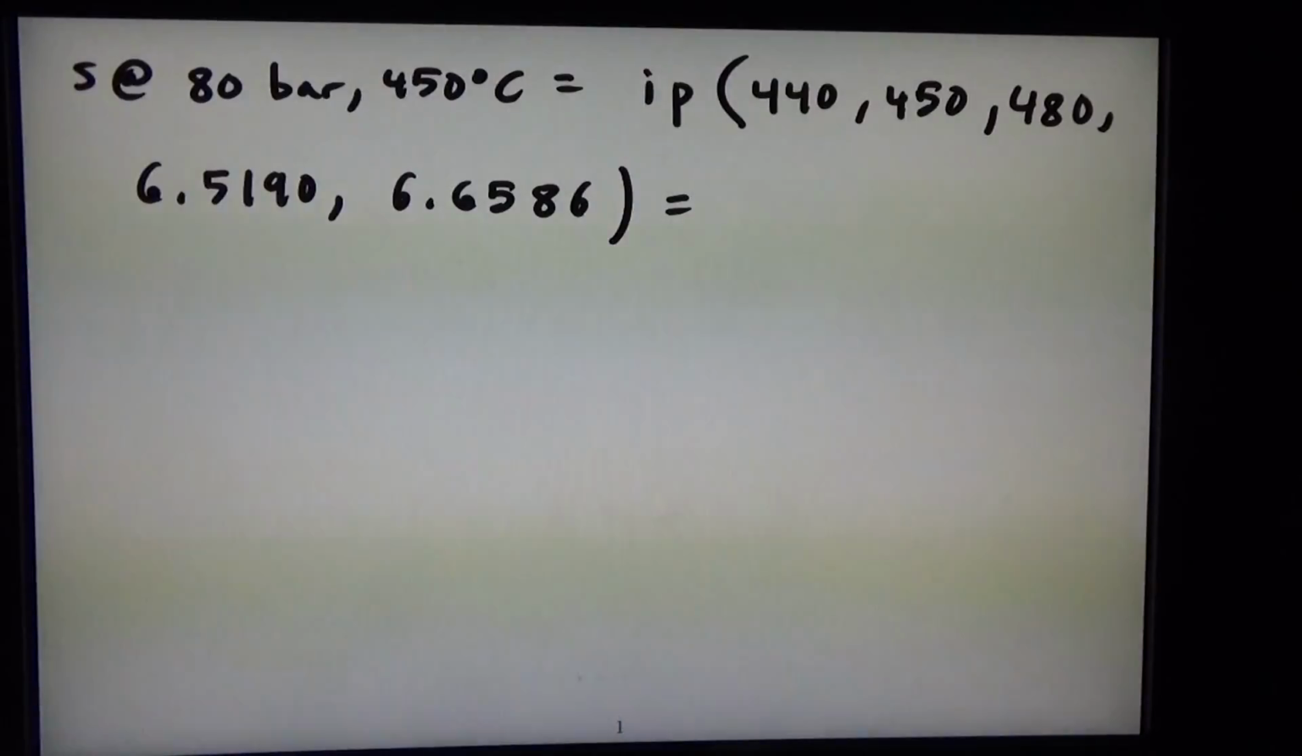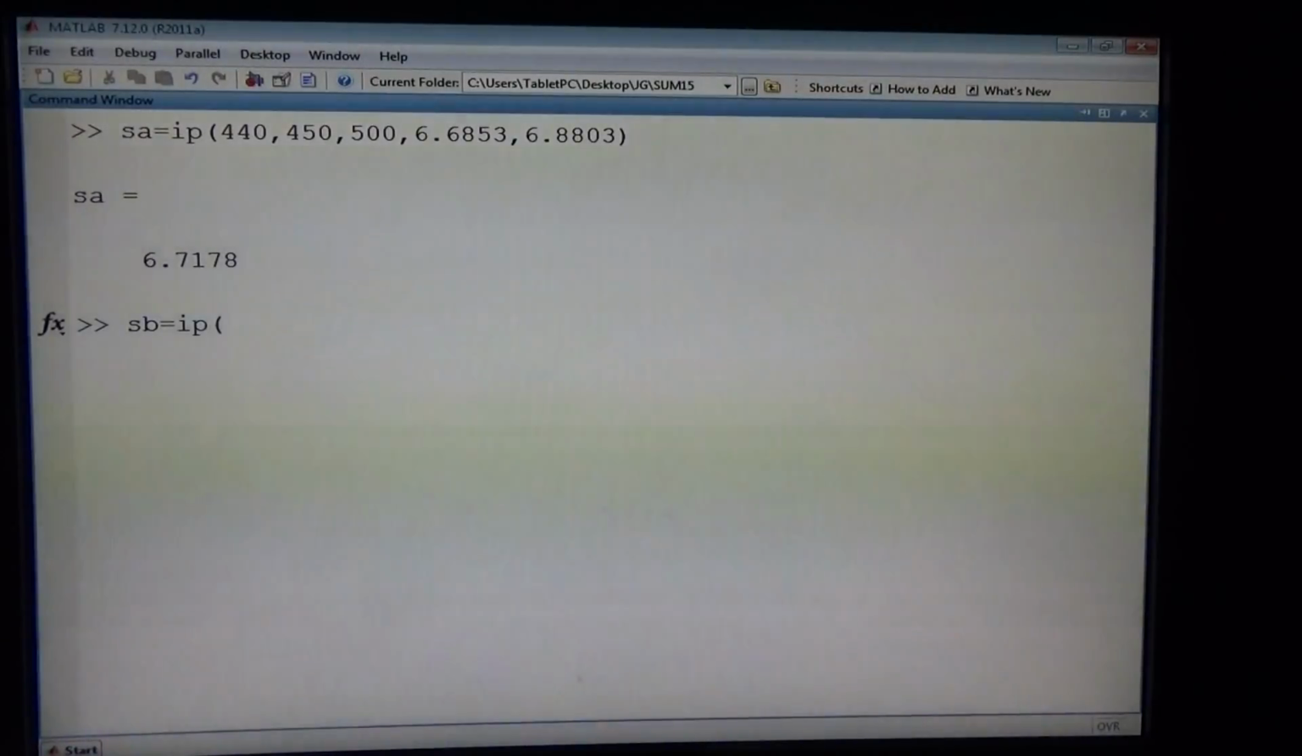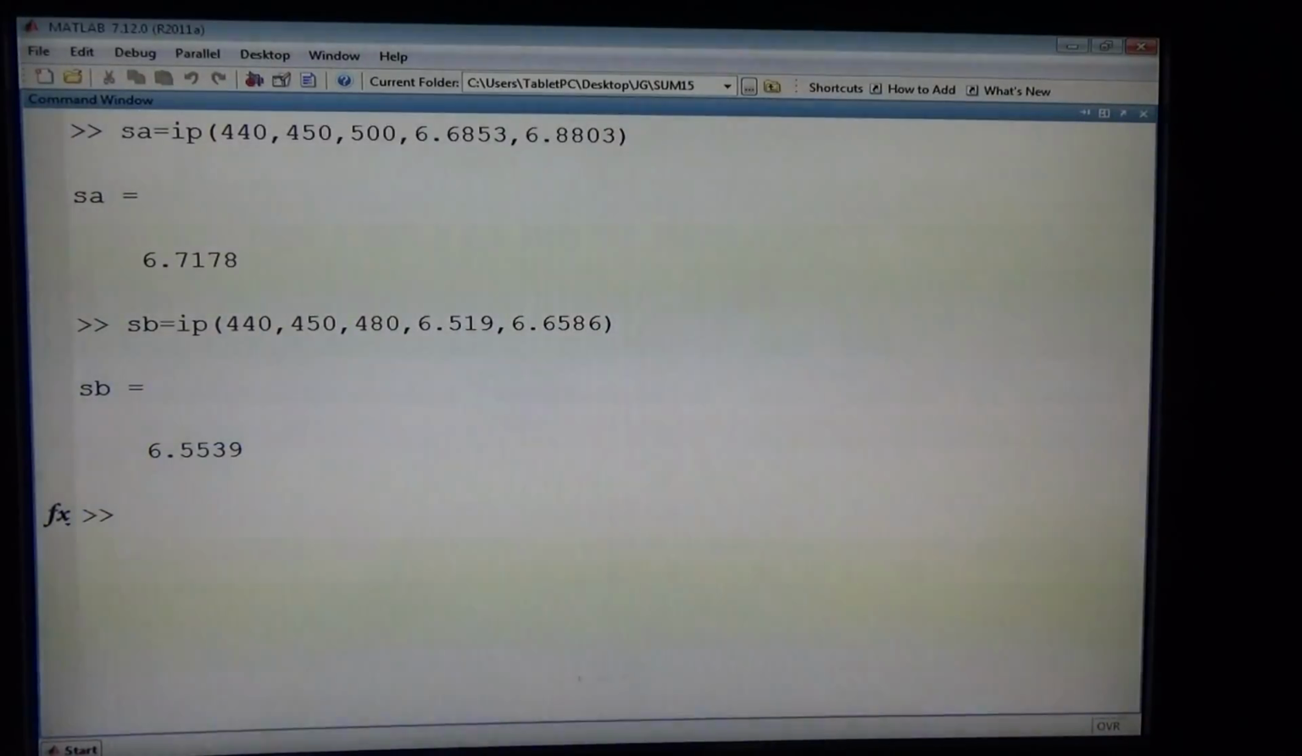And then SB, interpolating between 440 and 480 at 6.519 and 6.6586. So that one's 6.5539.